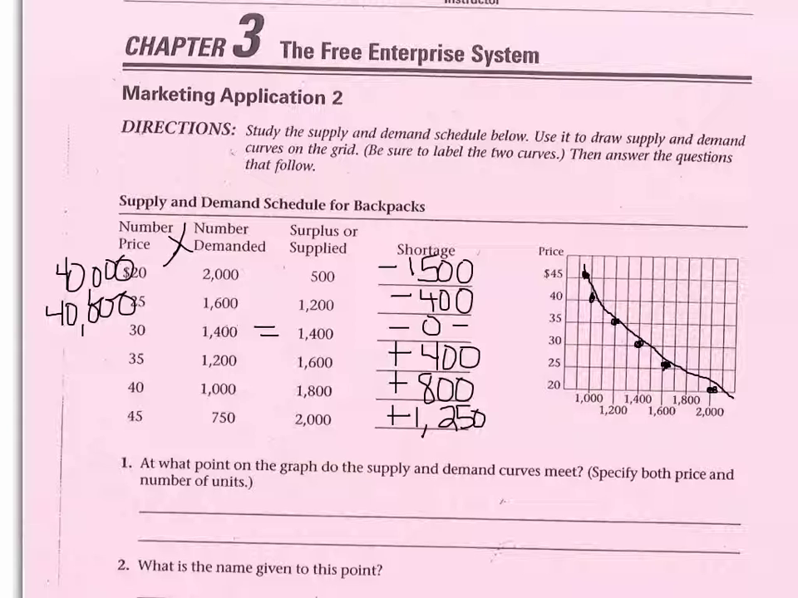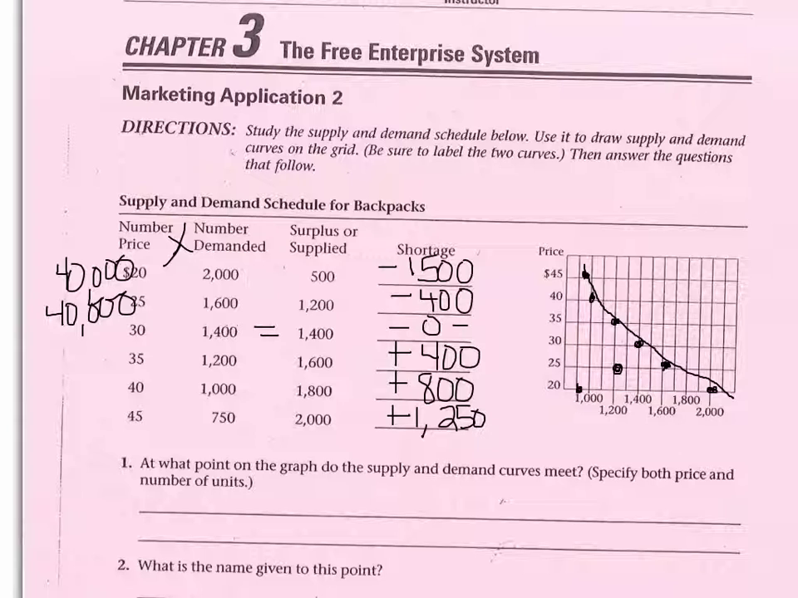Okay? Now, we're going to do the same thing for looking at the supply side. So at $20, on the supply side, we're going to start by creating our first dot. At $20, we have a 1,500 shortage, but a 500 amount supplied. At $25, it's 1,200.